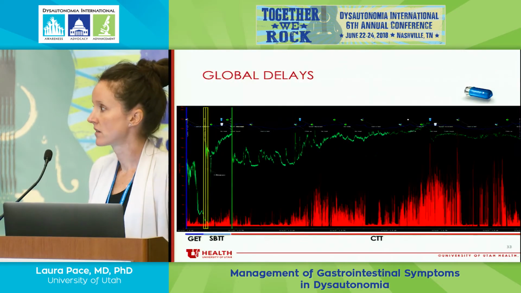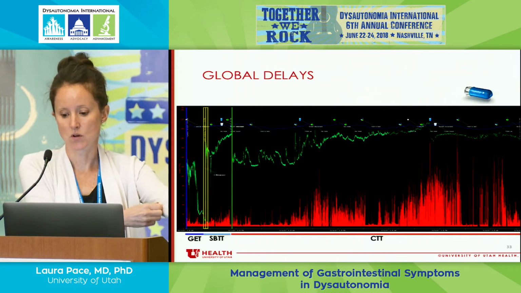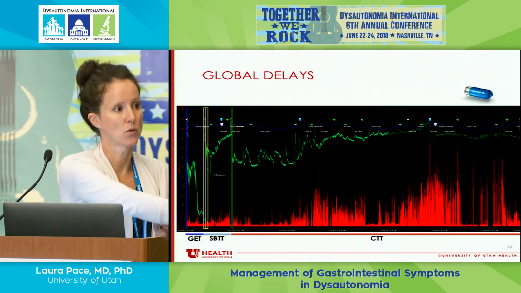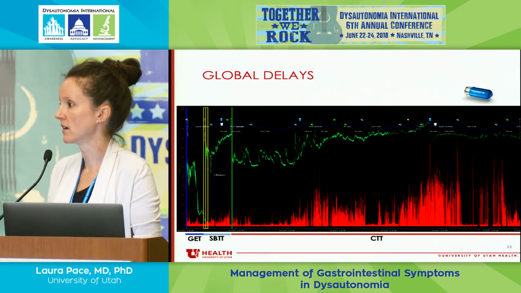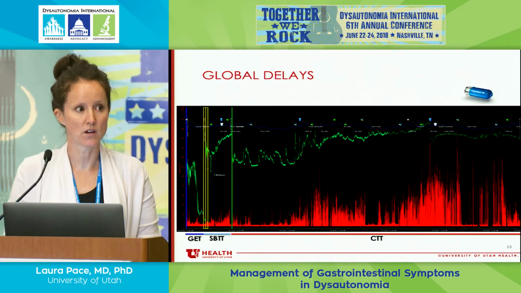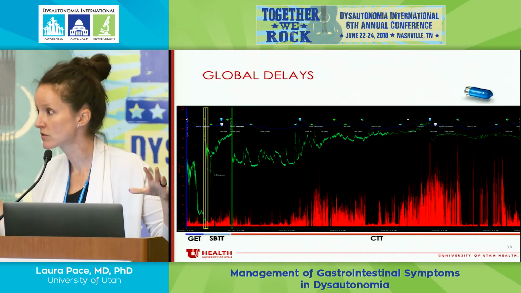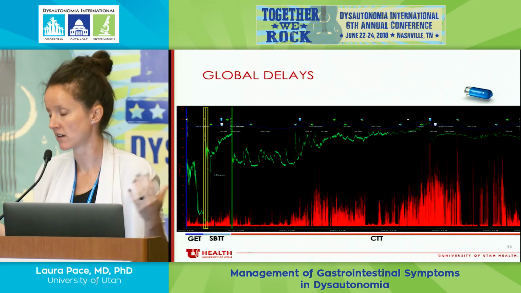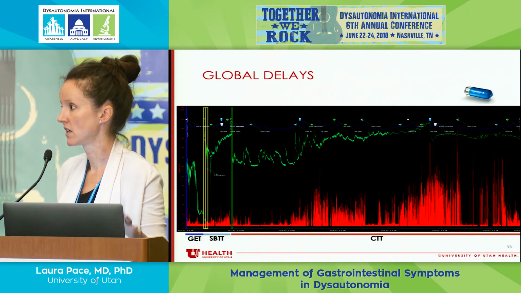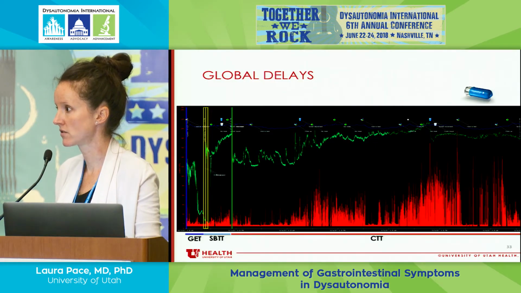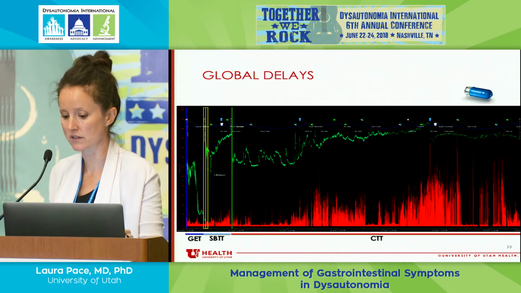This is just another example. This is another individual with a hyperadrenergic form of POTS. And like I said, the sympathetic branch of the autonomic nervous system slows motility. This is your fight or flight. She is delayed in every single region: delayed in her stomach, delayed in her small intestine, delayed in her colon.